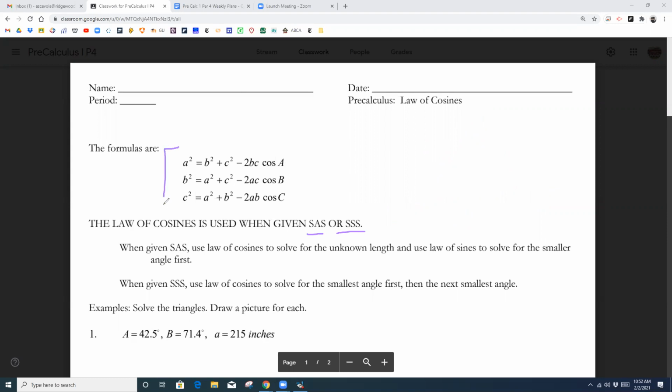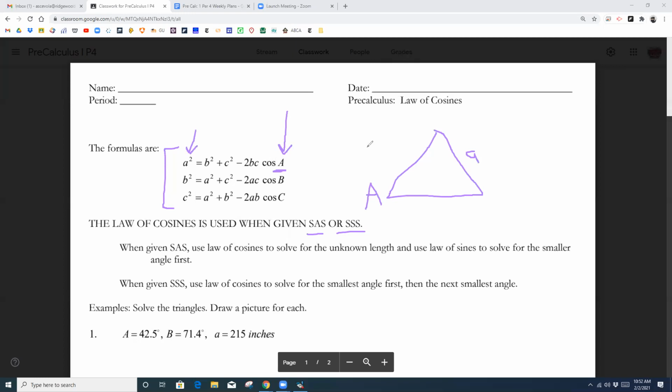Because if we look at these formulas here, all right, the uppercase and the lowercase is important. So the uppercase is going to be the angle. So if we had a triangle here and I made this angle A, all right, I would make it with an uppercase A. Now side A is directly across from it. So whatever angle that this represents that you plug into the cosine part, this side A, lowercase a, should be the side across from it.